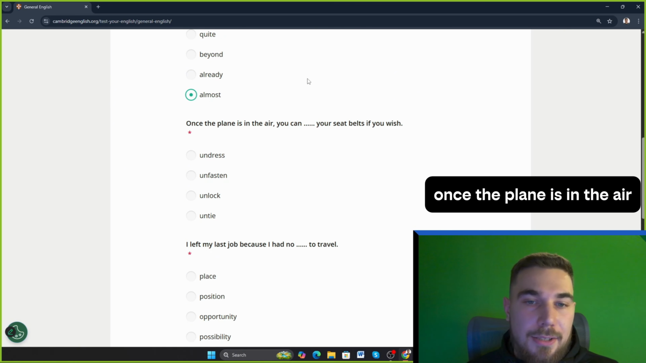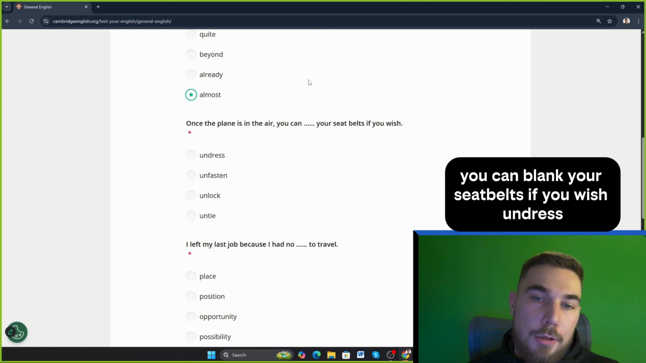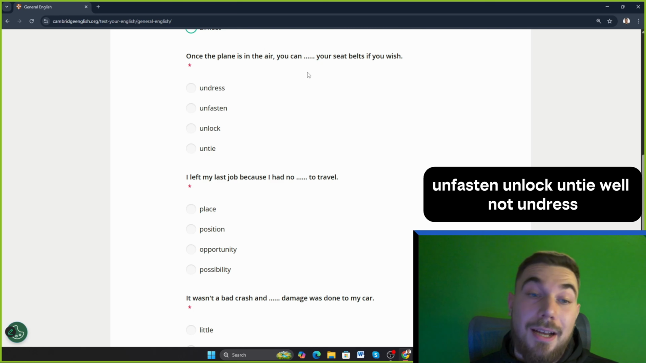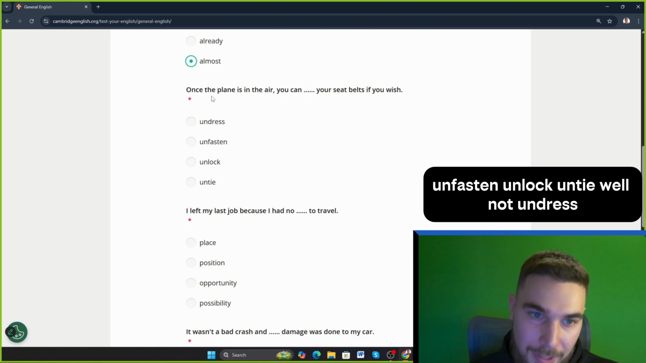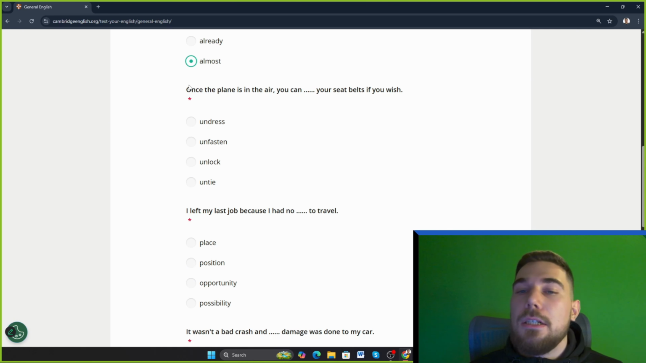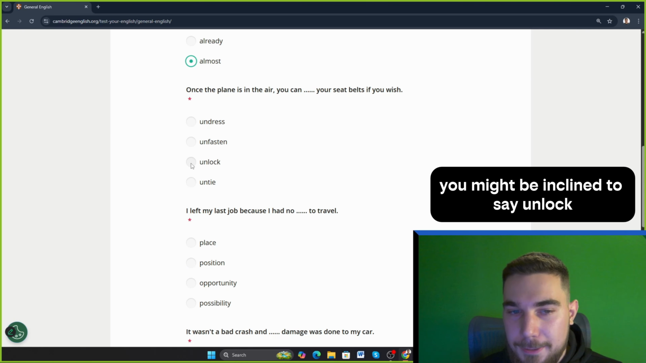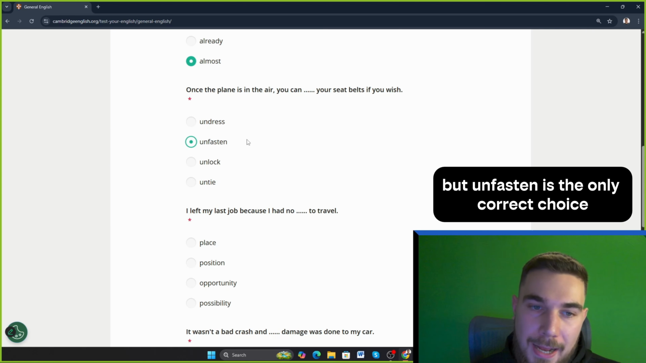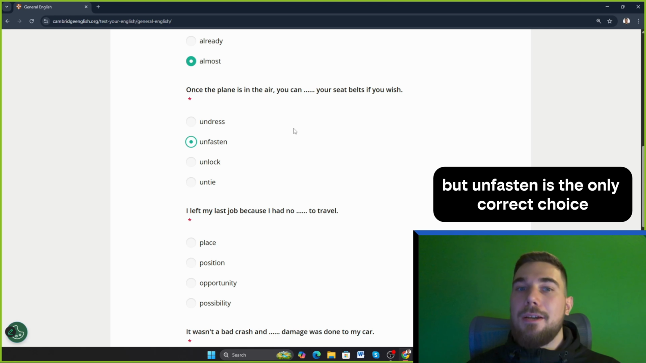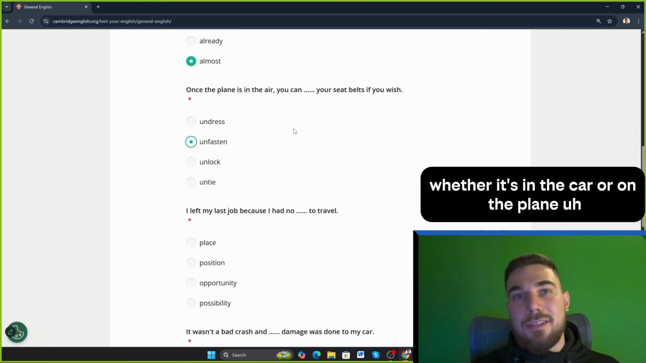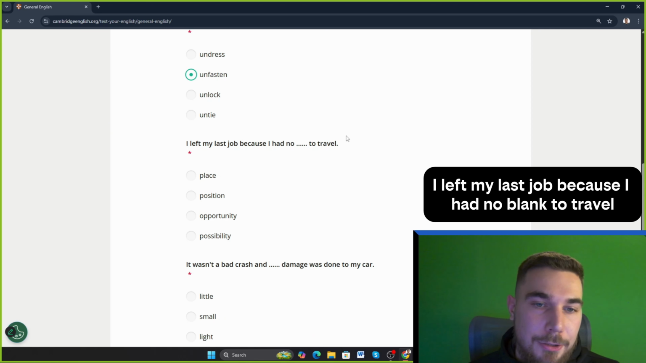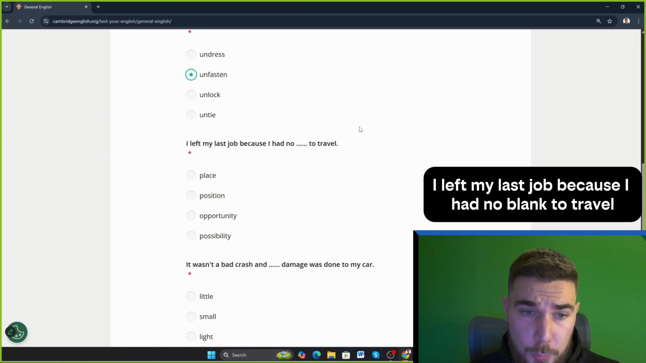Once the plane is in the air, you can blank your seat belts if you wish. Undress, unfasten, unlock, untie. Well, not undress. Let's agree on that. You might be inclined to say unlock. Not sure about untie if you're going to go in that direction, but unfasten is the only correct choice. We fasten our seat belts, whether it's in the car or on the plane, and we lock the doors of our houses.